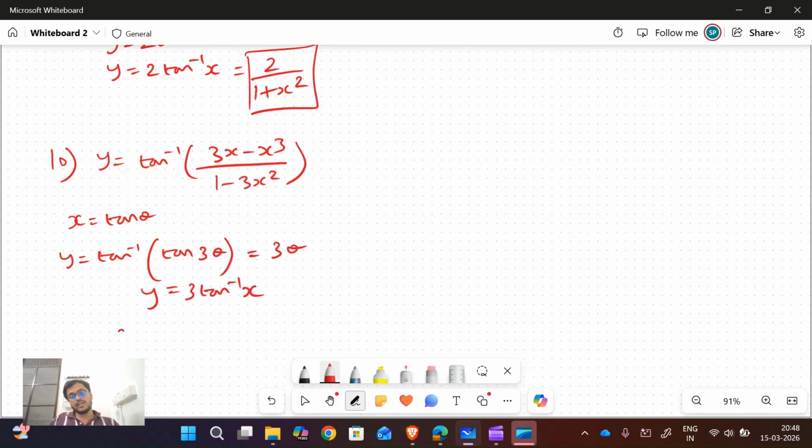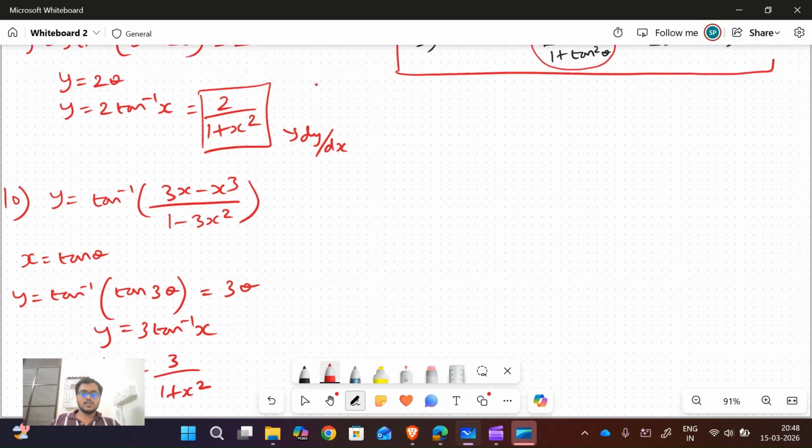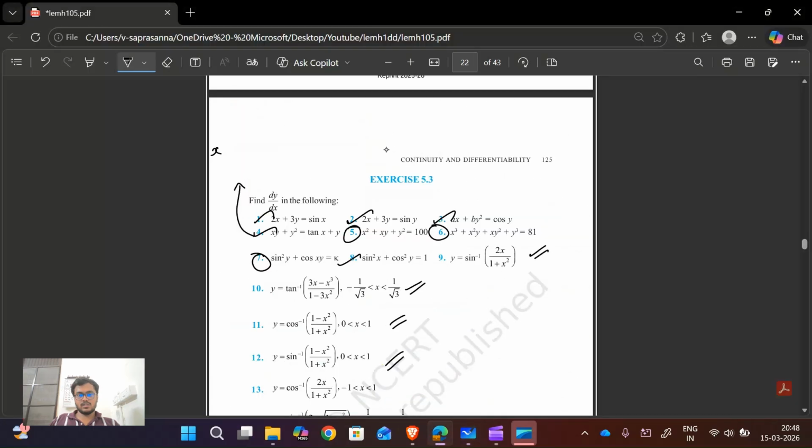What is differentiation of 3 tan inverse of x? Dy by dx. Okay, don't forget this. Dy by dx is nothing but 3 by 1 plus x square. Understood? Okay. Now the next one is 11th question.